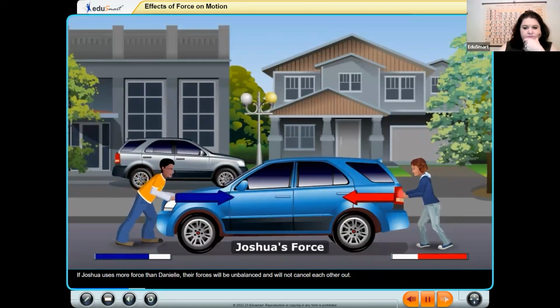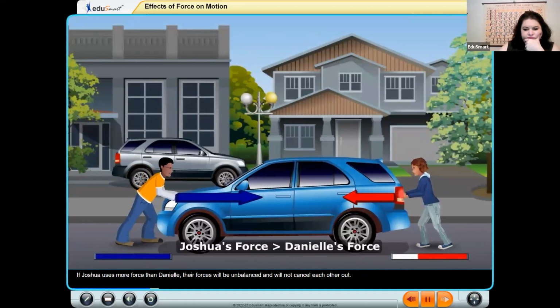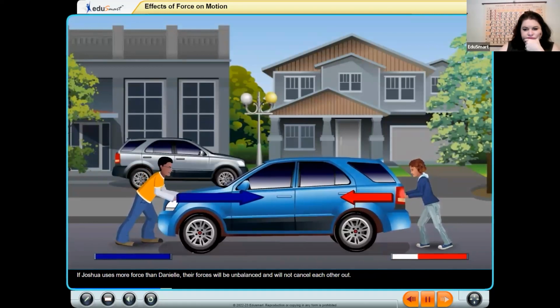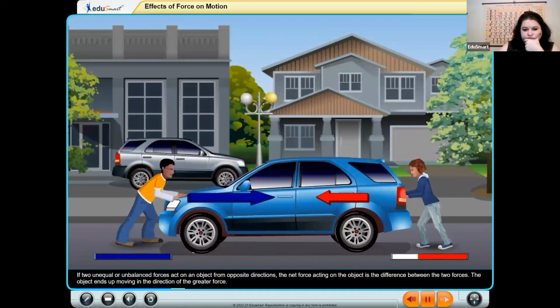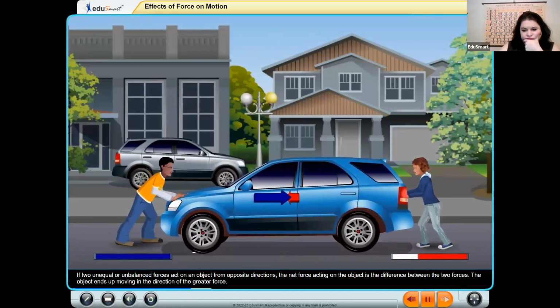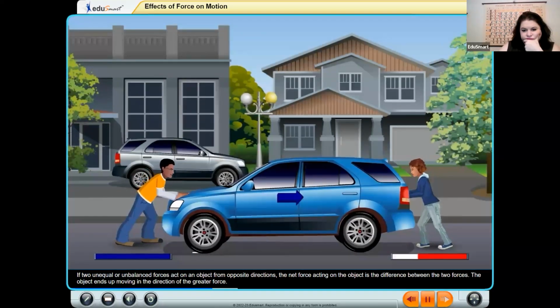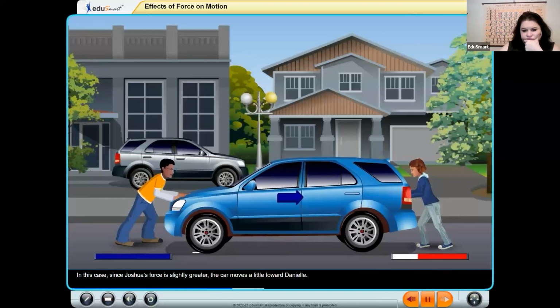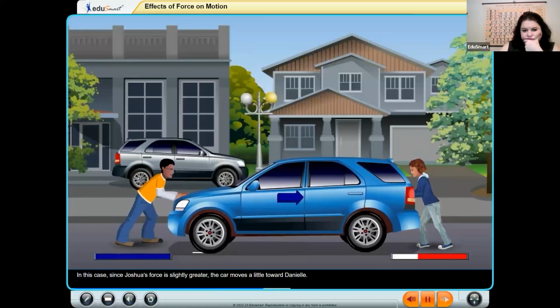If Joshua uses more force than Danielle, their forces will be unbalanced and will not cancel each other out. If two unequal or unbalanced forces act on an object from opposite directions, the net force acting on the object is the difference between the two forces. The object ends up moving in the direction of the greater force. In this case, since Joshua's force is slightly greater, the car moves a little toward Danielle.